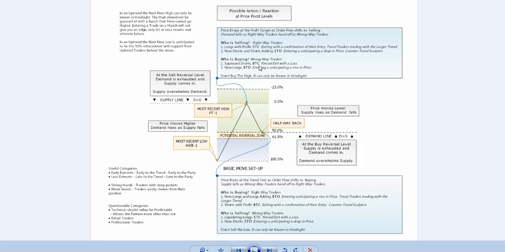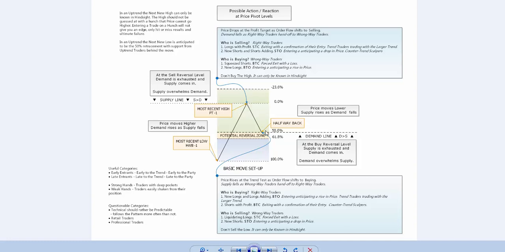They're buying to close, BTC. They're being forced to exit with a loss. They maybe were shorting low ticks. Now they're having to cover. Who else is buying up here? They're the wrong way traders. They're the new longs. They're trying to chase a moving average crossover, or they're chasing a rally inside of a high tick. They're buying to open new positions. They're entering in anticipation of a rise in price.